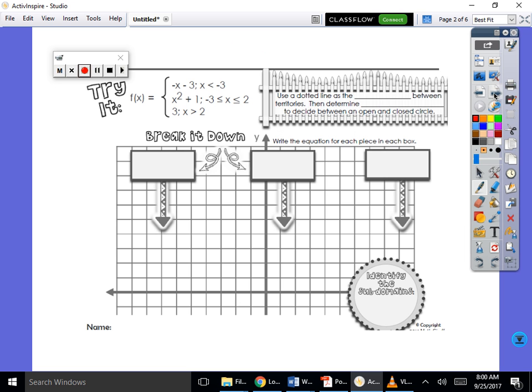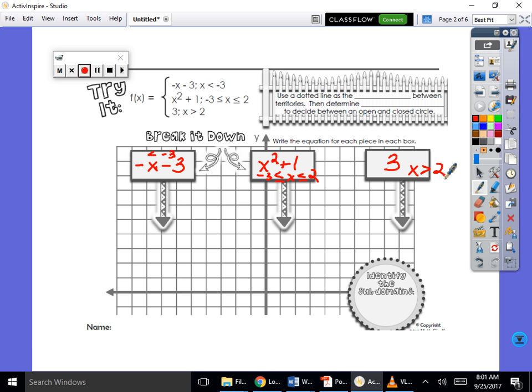Okay. All right, so we have three subfunctions here. The first one is -x minus 3. What type of function is that? Linear. Good job. The second function is x squared plus 1. What type is that? Quadratic. And the last one is 3, which is, yes, linear. Y equals 3. We're going to note that this is x less than -3, this is greater than or equal to -3, less than or equal to 2, and this one is greater than 2. Those are our subdomains.